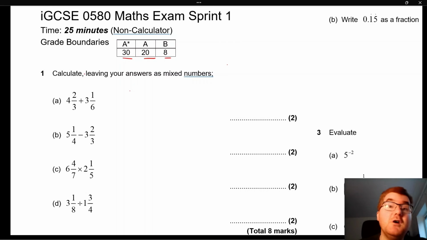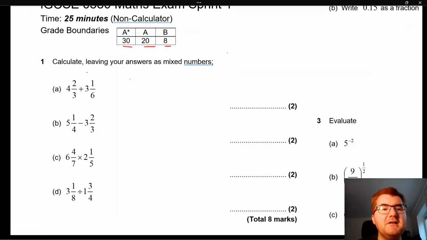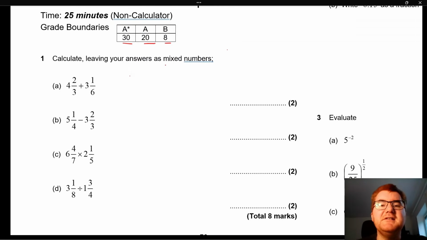So we're going to do some fraction work to start with. Again, very, very typical. So we want to calculate these, leaving your answers as mixed numbers. We cannot rely on our calculator. So the first thing we need to do here is turn these into improper fractions. The way that we do this is we do 4 times 3, that's equal to 12. Then we add on the 2, that gives us then 14 over 3. So we want to convert both to improper fractions. Then we have this one here, 3 and a 6th. We convert that by doing 6 times 3, which is 18. Add the 1, that gives us 19 over 6, like so.